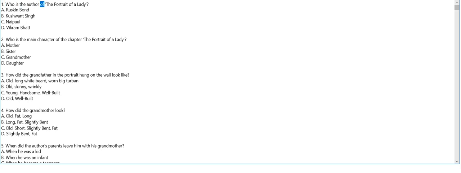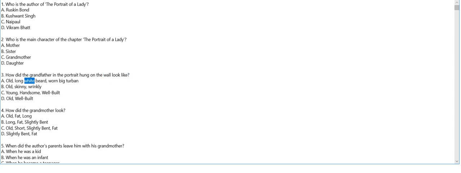1. Who is the author of The Portrait of a Lady? A. Ruskin Bond. B. Khushwant Singh. C. Naipaul. D. Vikram Bhatt. 2. Who is the main character of the chapter, The Portrait of a Lady? A. Mother. B. Sister. C. Grandmother. D. Daughter. 3. How did the grandfather in the portrait hung on the wall look like?